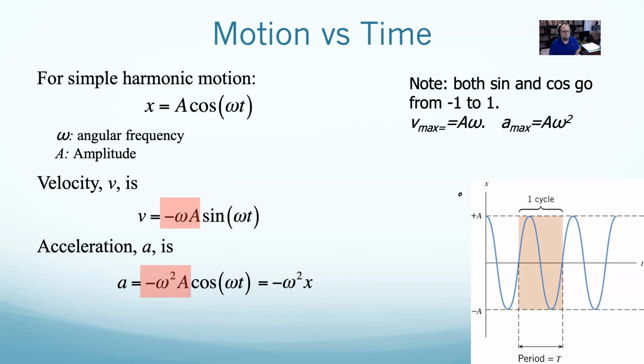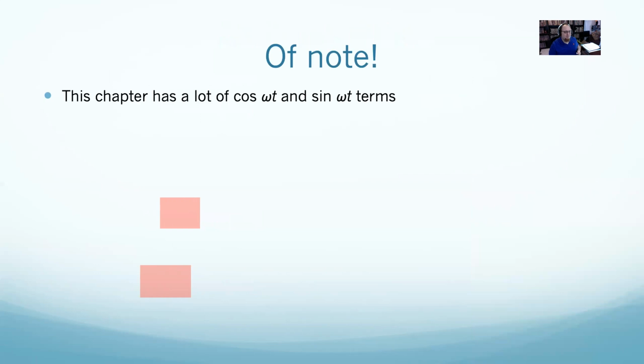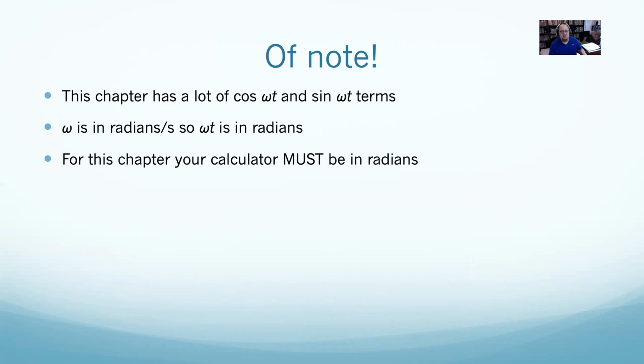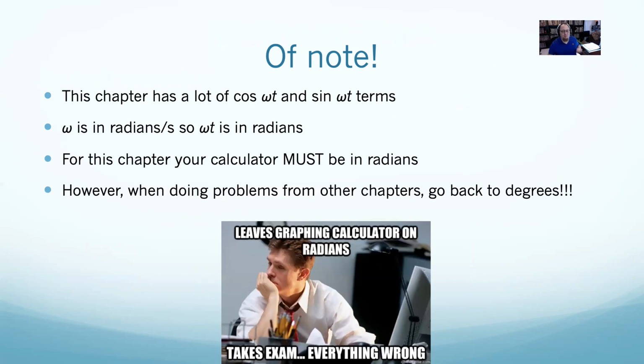Questions so far? Okay. Before I go further, these equations all have the cosine of omega t, sine of omega t, where omega is radians per second, right? So if you do the cosine of omega t or the sine of omega t, you're doing radians per second times seconds. So omega t is in radians. For this chapter, and only this chapter, your calculator must be in radians. Doing problems from any other chapter, you want to be in degrees. This chapter must be in radians.